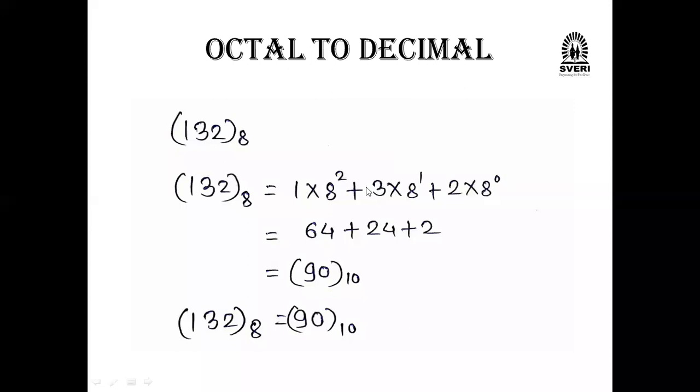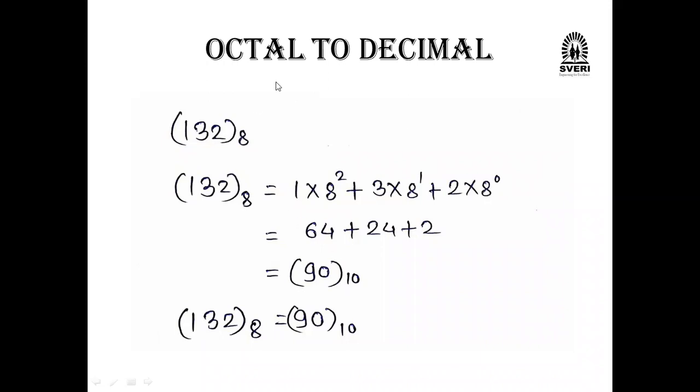8 into 8 is 64, so 1 into 64 is 64. 8 to the power of 1 is nothing but 8, and 8 into 3 is 24. 8 to the power of 0 is nothing but 1, and 2 into 1 is 2. So 64 plus 24 plus 2 is 90. We have converted it to 90 here.